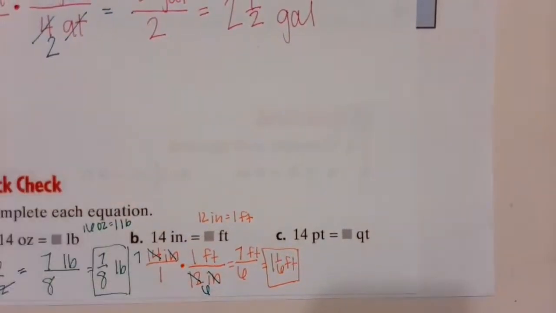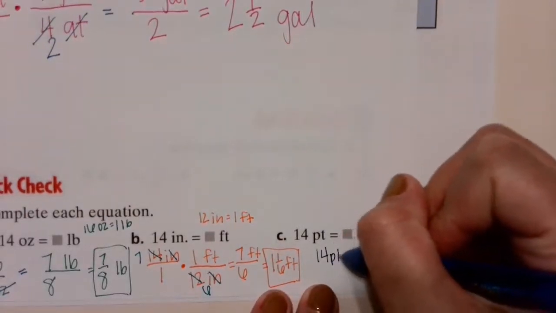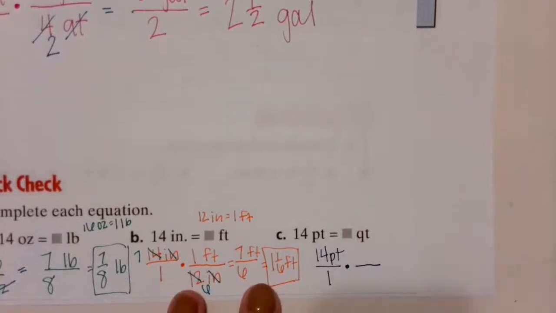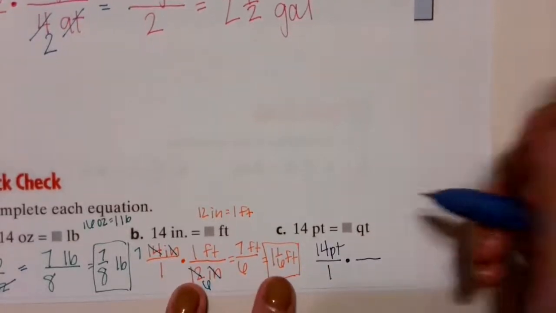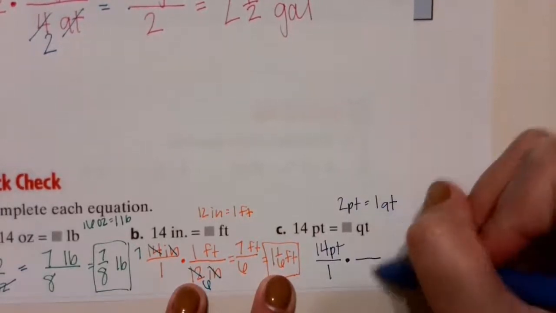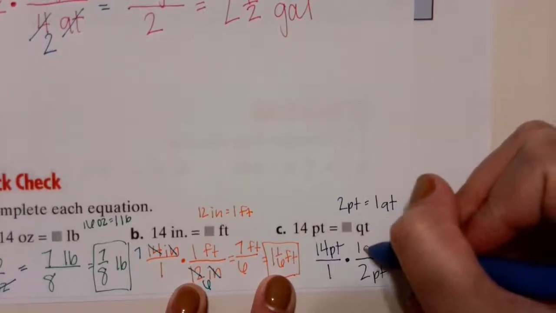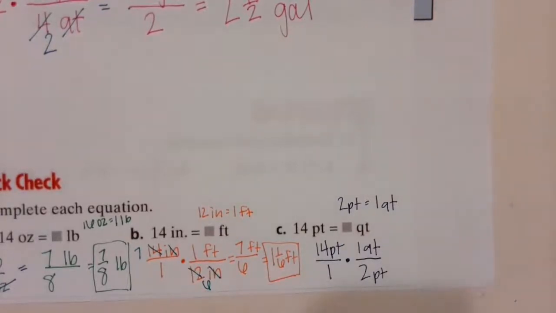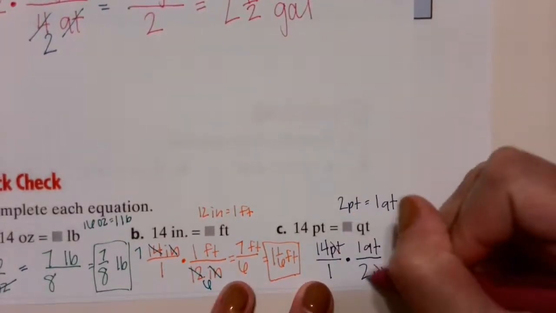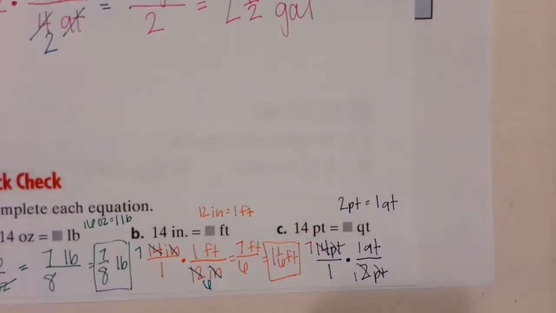Okay, so we're going to go with 14 pints over 1 times the fraction, and there were 2 pints in 1 quart, so pints are going to go on the bottom so that they can cancel diagonally. 1 quart goes on top. I'll cross off the pints, and 2 and 14 are both even, so I'll make this a 1 and this a 7.